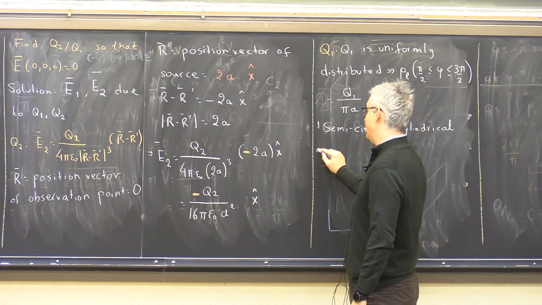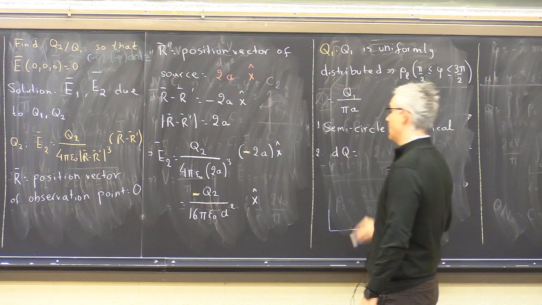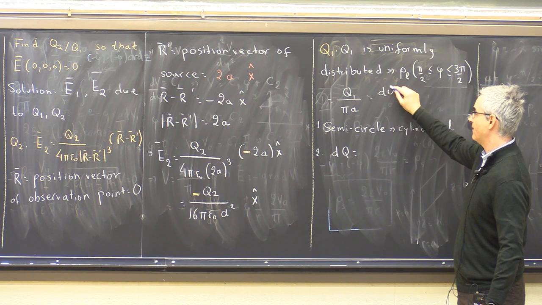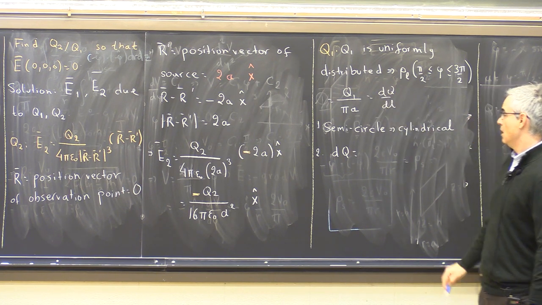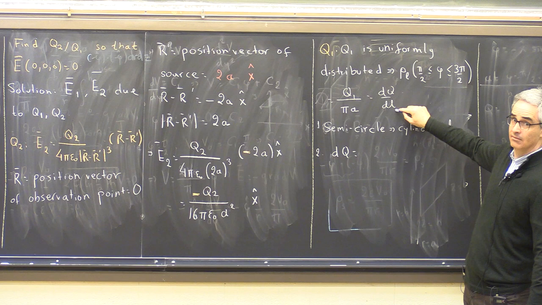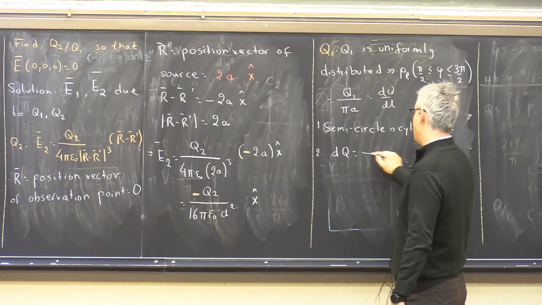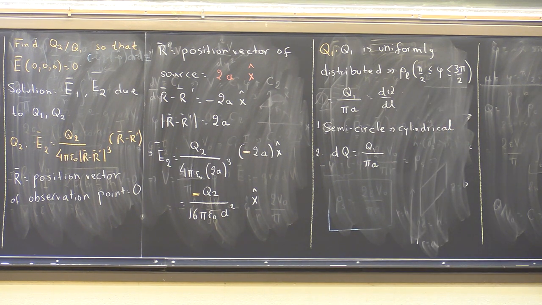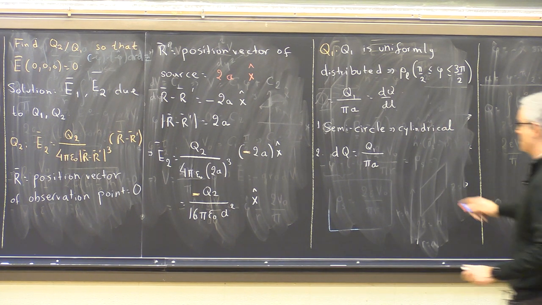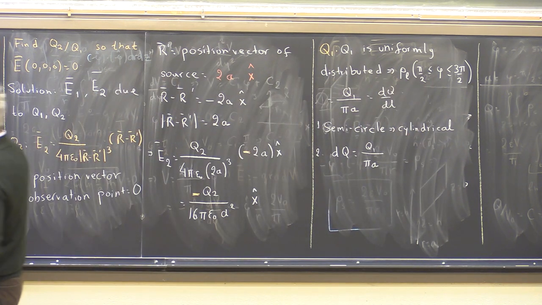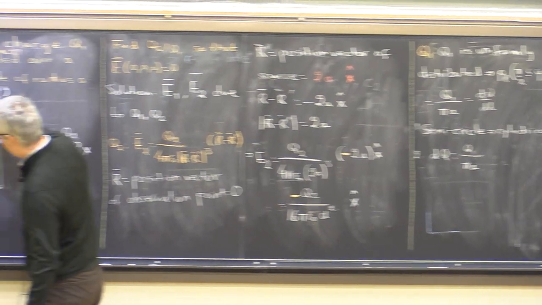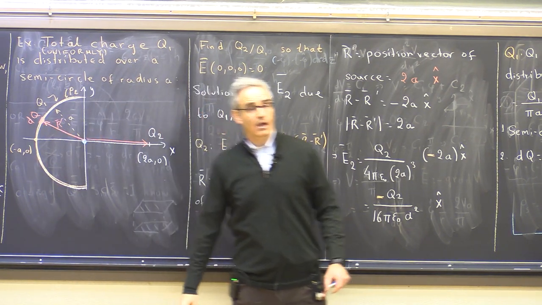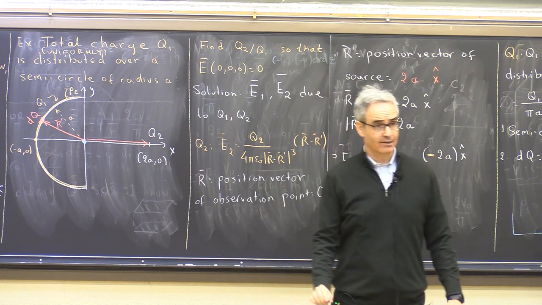Second step, I need to find dq. Here I have a line charge density. Line charge density is dq over dl. So dq is rho l times the length element. So rho l is Q1 by pi a. And the length element in cylindrical coordinates will have to correspond to a differential arc length here on which this charge is distributed.